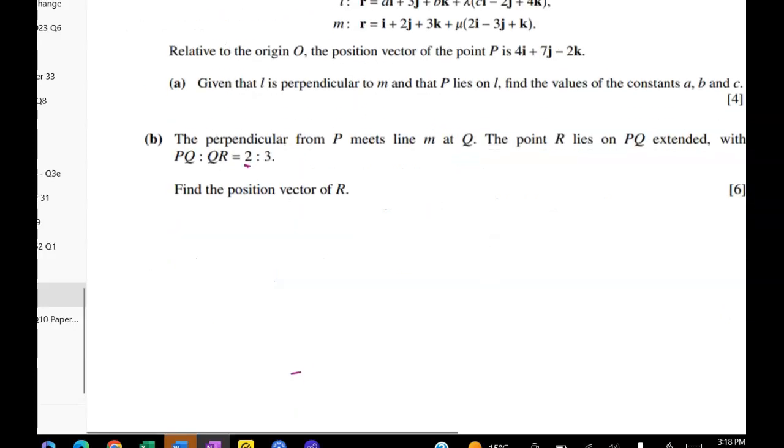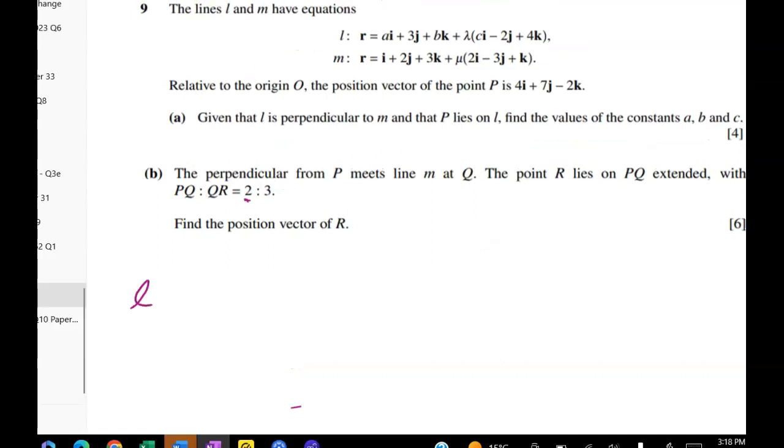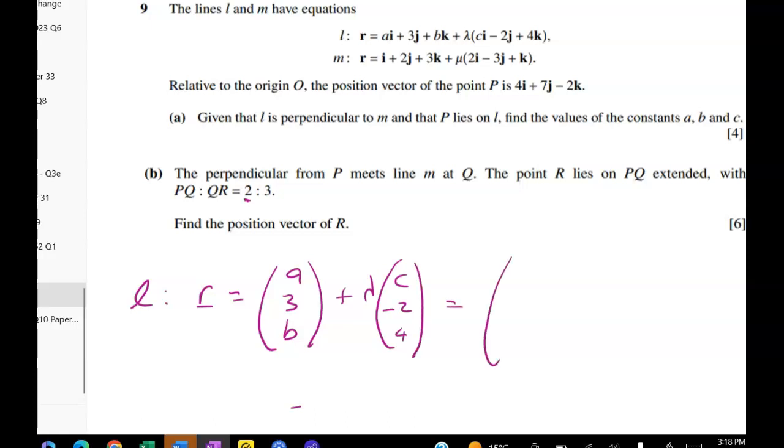Right, so quickly putting those lines into column format. The first one has got, let's see, so it's A, 3, B, plus lambda, C, negative 2, 4. And I'm going to write that as A plus C lambda, 3 minus 2 lambda, and B plus 4 lambda.